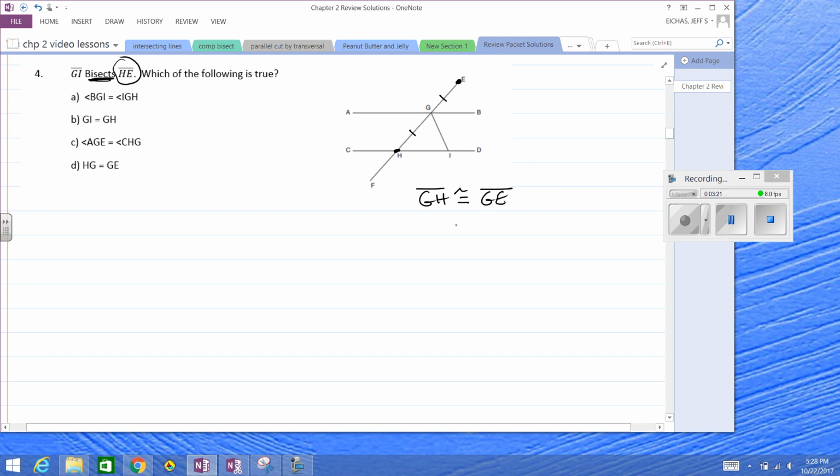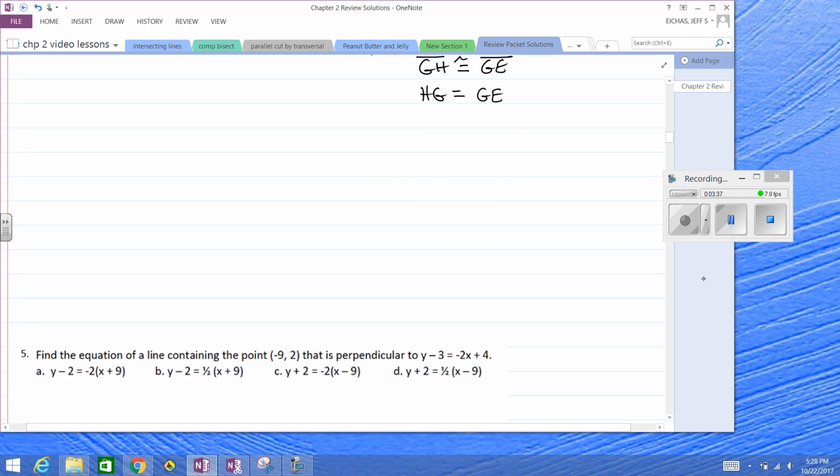Now let's find one of the choices that's similar. You know what? That's going to be close enough, right? They just said HG equals GE. Okay, so that's going to be good enough. Switching the letters around is fine. We found the one we're looking for. Good.